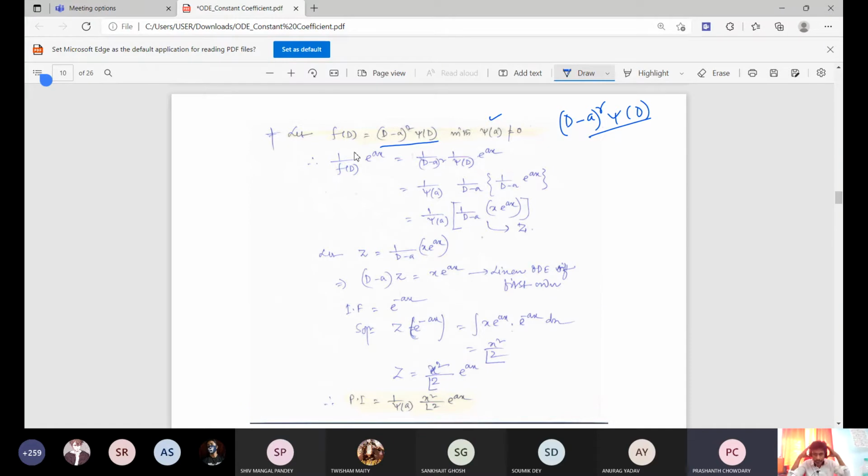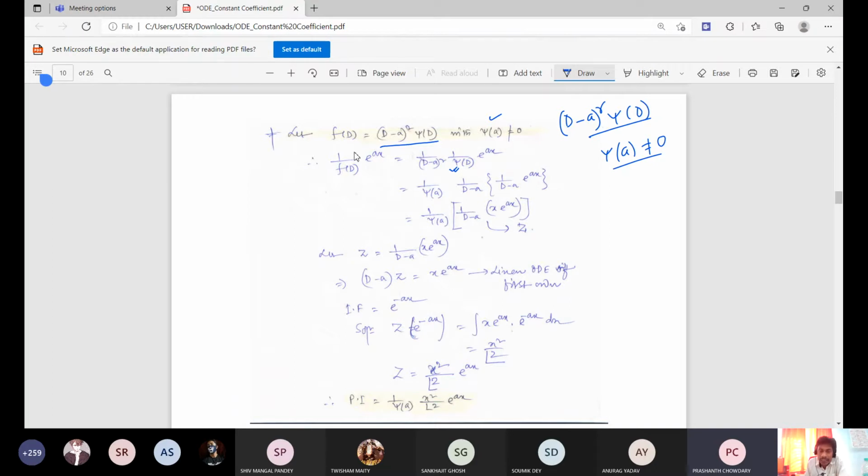So then, see how to find 1 by (D minus A) squared. This term is very important. See, here we have 1 by (D minus A) squared into 1 by psi D to the power x. So this part is done already. 1 by psi A, psi of A is not equal to 0, so you can write it as 1 by psi A.